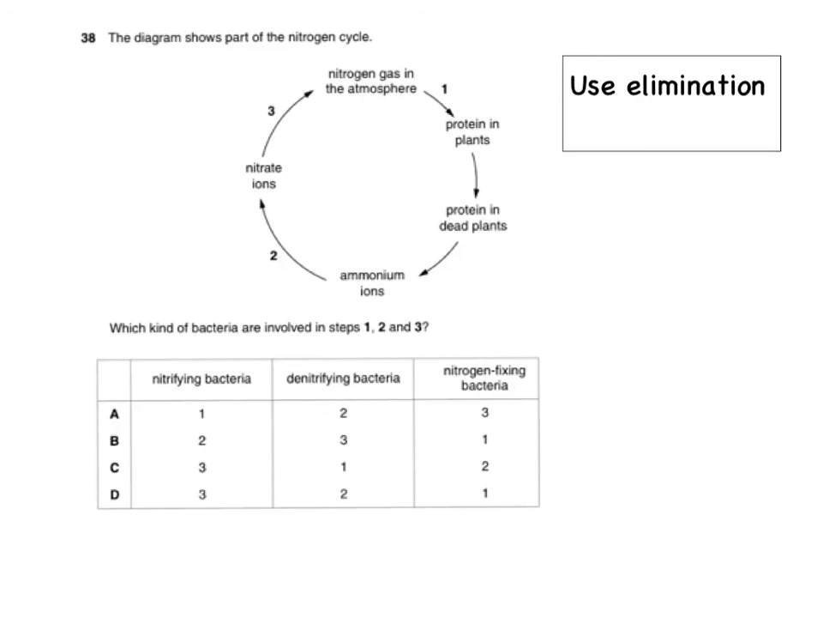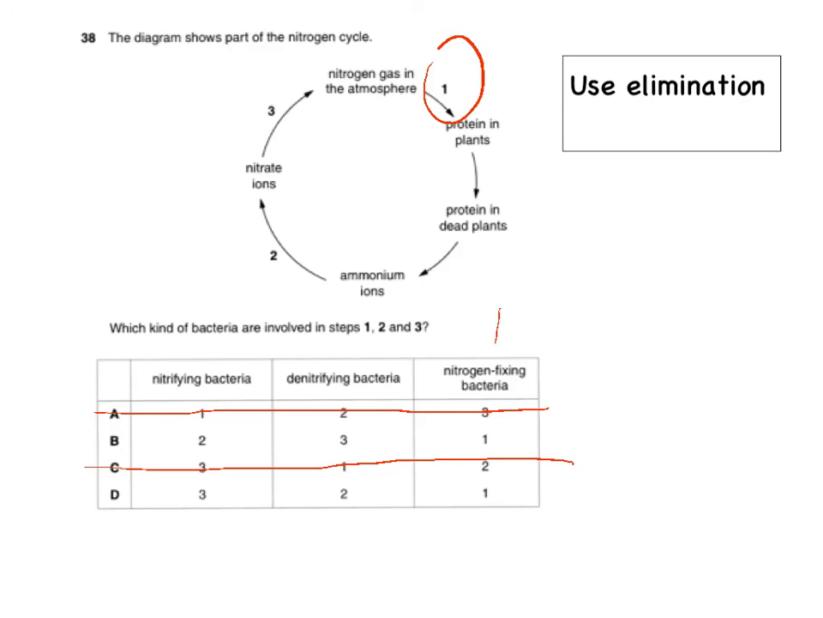This is a good opportunity to use elimination. So you know that number 1 is nitrogen fixing bacteria. So that enables you to cross out lines A and line C straight away. Okay. So then you just need to pick which of 2 and 3 you're most confident in, which one's which.